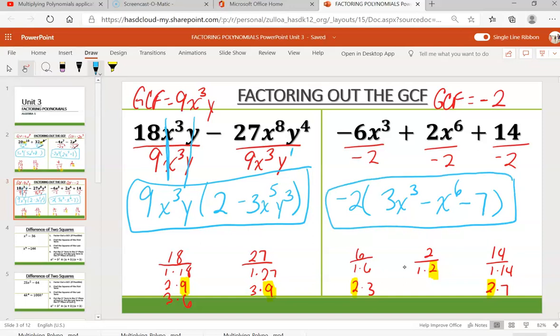And that is how we factor out a greatest common factor. Again, you always have to look for a GCF in every single problem that you do when you're factoring. So this is always going to be our first step. I'm always going to ask you if you have a greatest common factor.